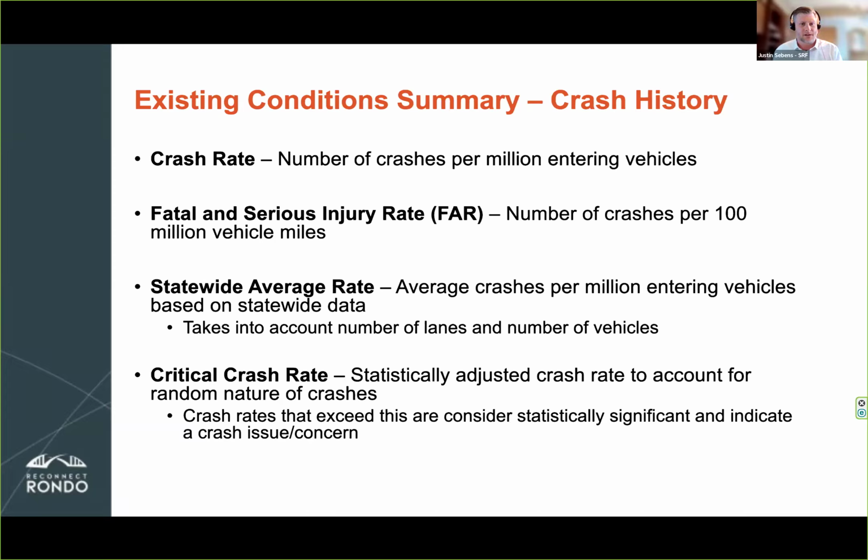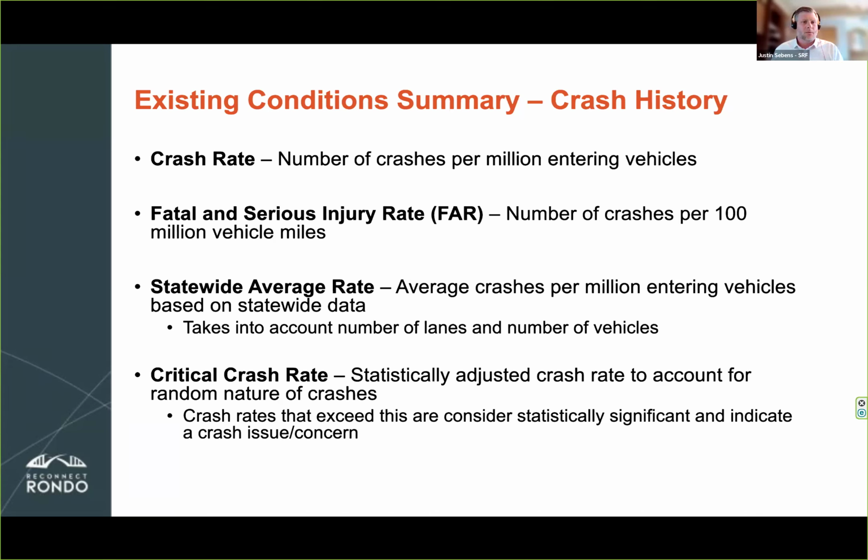Another piece that we look at is our fatal and serious injury rate, or FAR. And those are the number of crashes per 100 million vehicle miles. So a little bit different. Fatal and serious injury crashes are significantly less from a total number than the total number of crashes, which is a good thing. And so that's why we divide it by that 100 million instead of the per million.